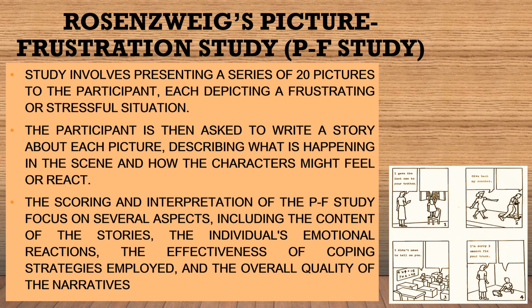The stories are meant to provide insight into individuals' emotional and cognitive responses to frustration, their problem-solving abilities, and coping strategies. The scoring and interpretation of the PF study focuses on several aspects: the content of the stories, the individual's emotional reaction, the effectiveness of coping strategies employed, and the overall quality of the narratives. The narratives are typically analyzed for themes related to aggression, passivity, problem-solving skills, and interpersonal dynamics.